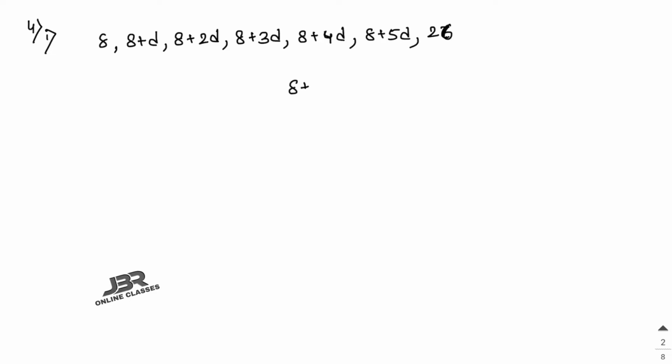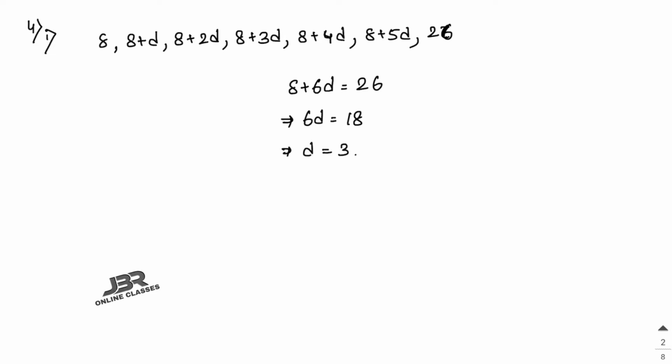So the first number is 8, and first let D be the common difference. So 8, then the second one will be 8 plus D, third one will be 8 plus 2D, then 8 plus 3D, 8 plus 4D, and 8 plus 5D, and the next one, the last number, is 26. So definitely 8 plus 6D will be equal to 26. So you can write down 6D equal to 26 minus 8, it's 18, so that means D equal to 3.